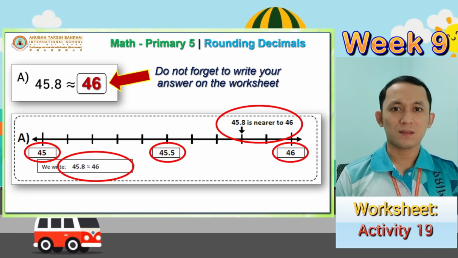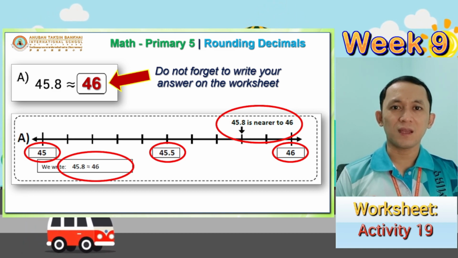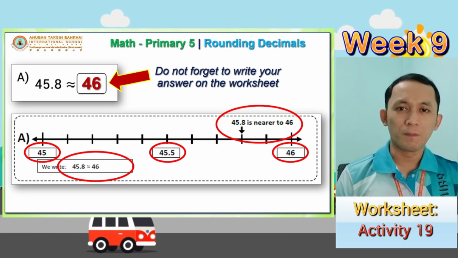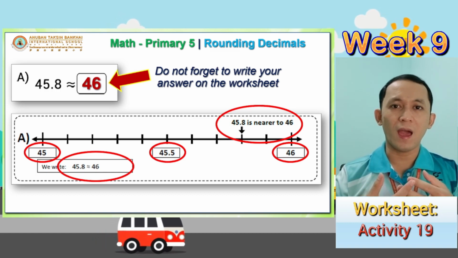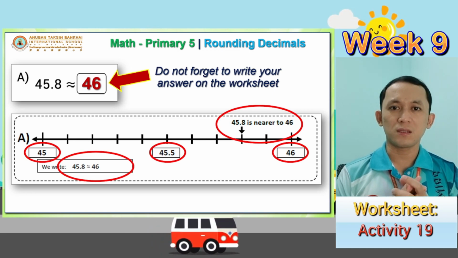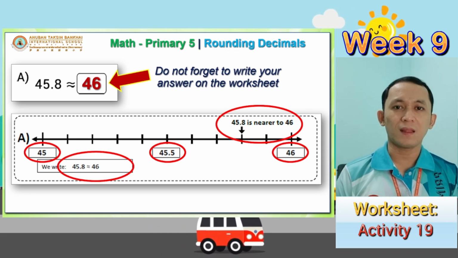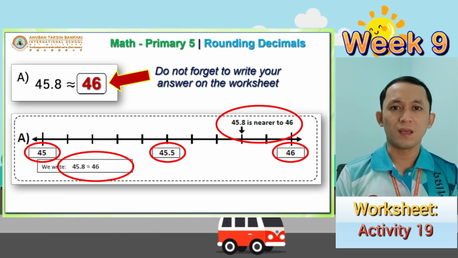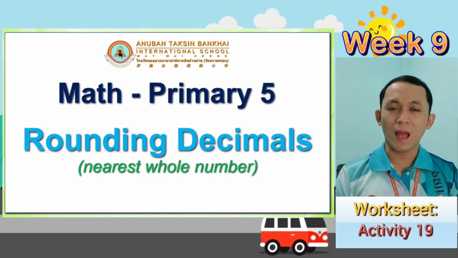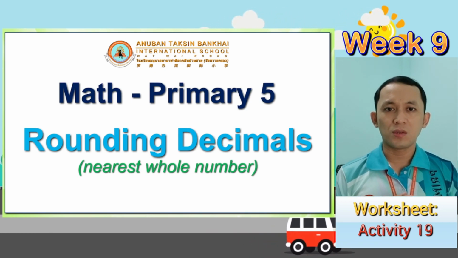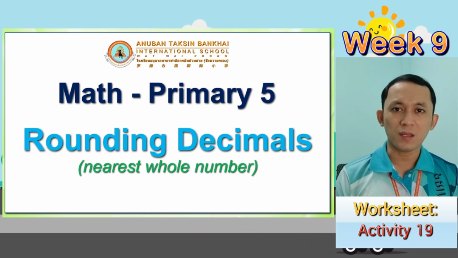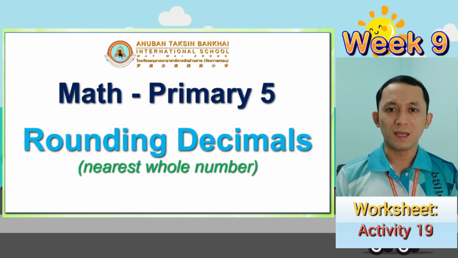Okay, so that's it. That is how you are going to answer your worksheet activity number 19. If you have a question regarding our topic for today, do not forget to send us a message in our group chat in the LINE messaging app. So again, today we discussed how to round off decimals to the nearest whole number, and we have a continuation of our topic about decimals.